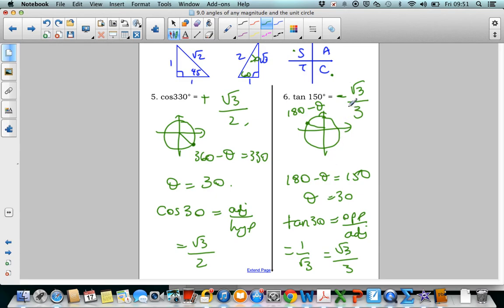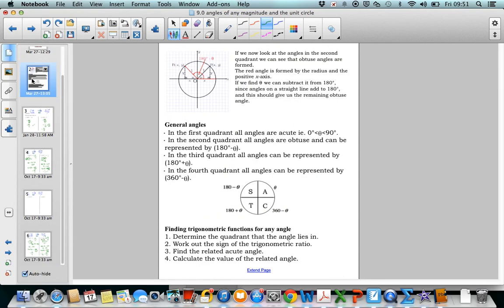To summarize, I think there's just 2 stages. We always have to decide whether the answer is going to be positive or negative. And then we just have to use the associated acute angle to decide what the value is. Yeah, so they need to remember the circle, and when they do 180 minus theta or 180 plus theta or 360 minus theta. And all of that is in your notes right up here.